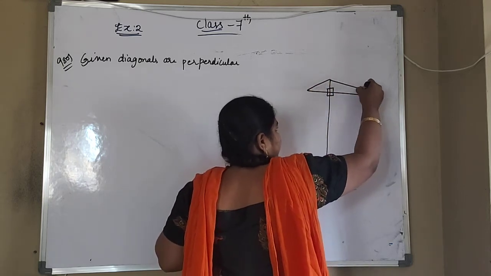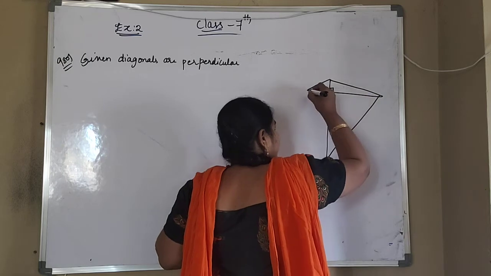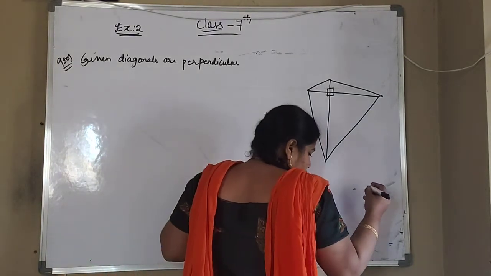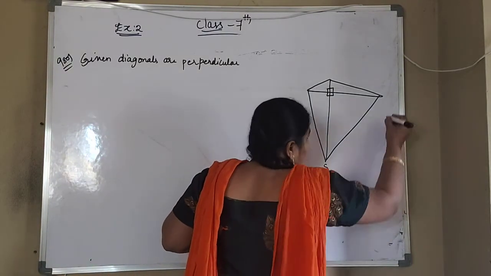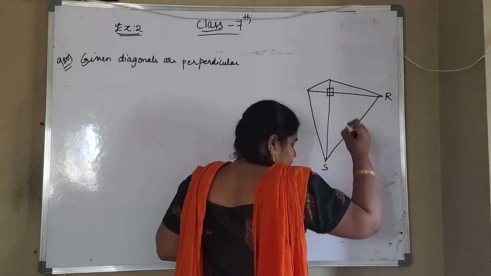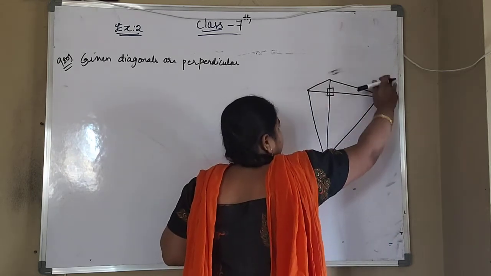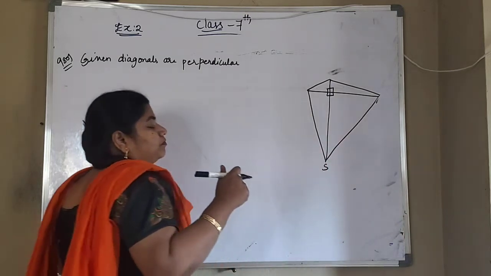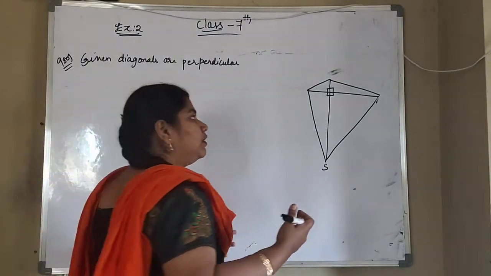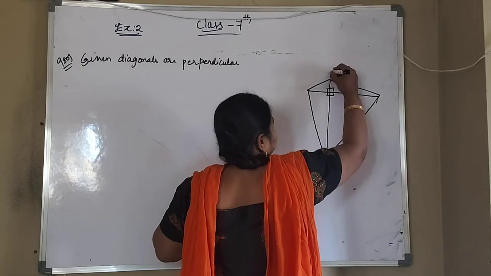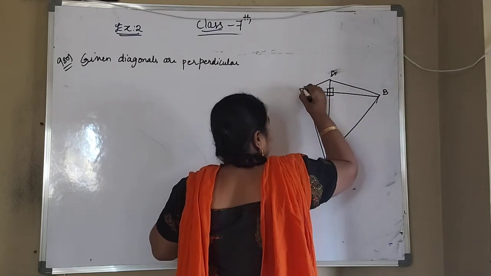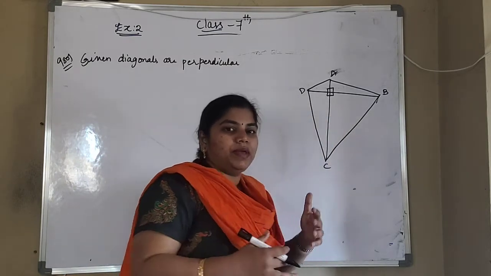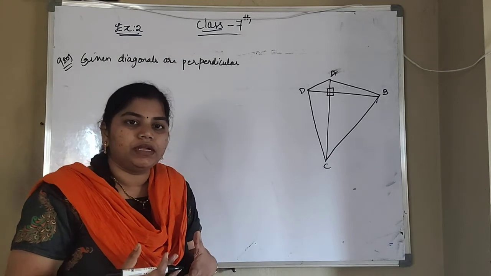So if you join these, is this figure a rhombus? No, this is not a rhombus. So it need not always be a rhombus when diagonals are perpendicular to each other. It is not a rhombus, but it can be any other figure. So here diagonals are perpendicular, but it is not a rhombus.